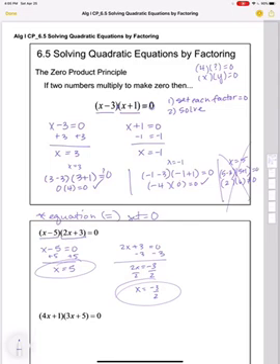And again, you could check that. You could plug them in if you wanted. This next one, we've got this number, this factor, times this factor. And when they're multiplied together, they get 0. So either the first one equals 0, or the second one equals 0. And then you solve. Minus 1. So 4x equals negative 1. Divide by 4, divide by 4.